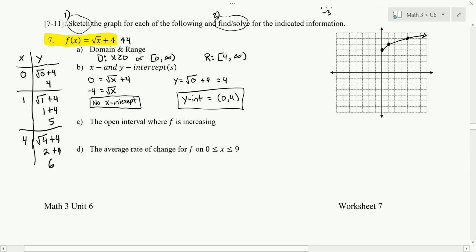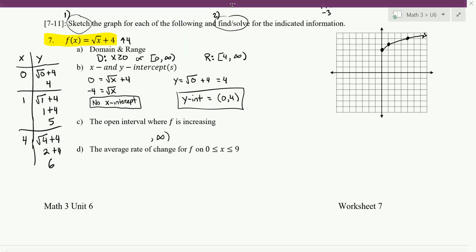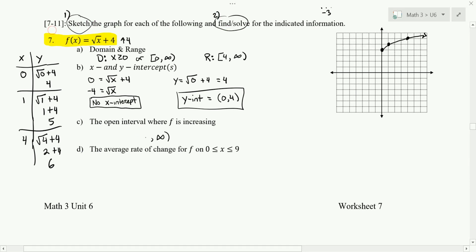We want the open interval where f is increasing. If we look at our graph, as you trace it from left to right, it's moving up, and so this is increasing over its whole domain. So I'm just going to copy down the domain from 0 all the way to infinity. And actually it says open intervals, so instead of brackets we use parentheses, because open represents parentheses.